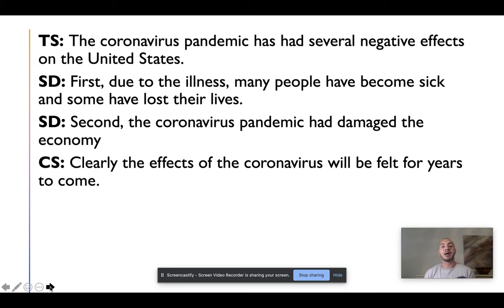We have: the coronavirus pandemic has had several negative effects on the United States. First, due to the illness, many people have become sick and some have lost their lives. Second, the coronavirus pandemic has damaged the economy. And then our closing sentence: clearly, the effects of the coronavirus will be felt for years to come.